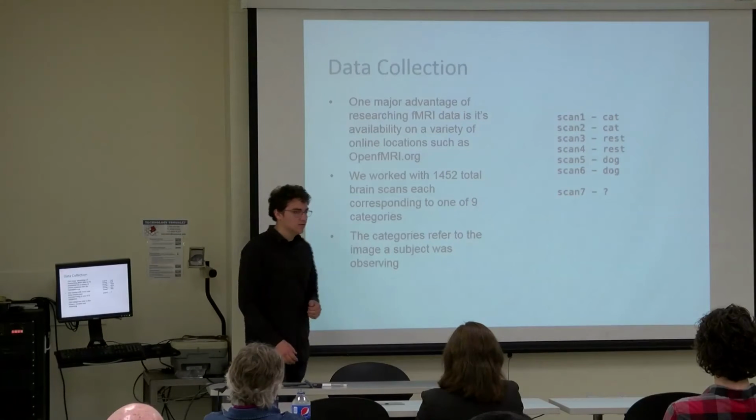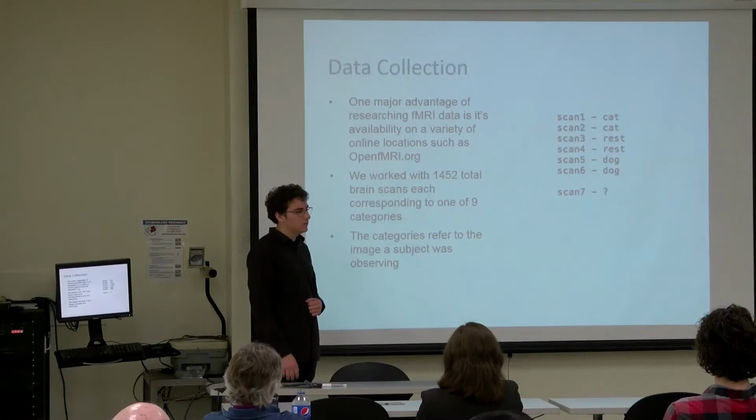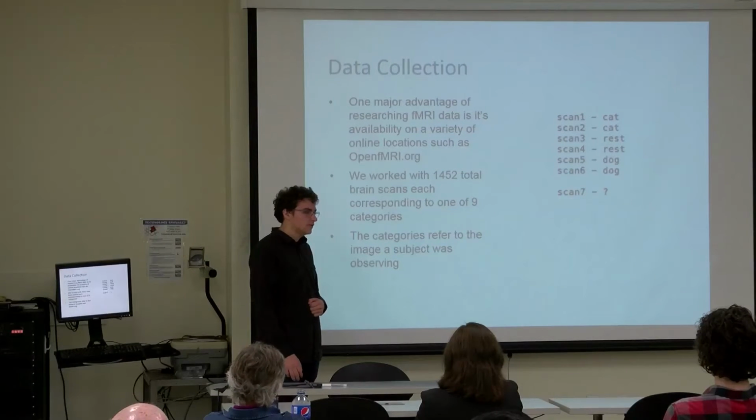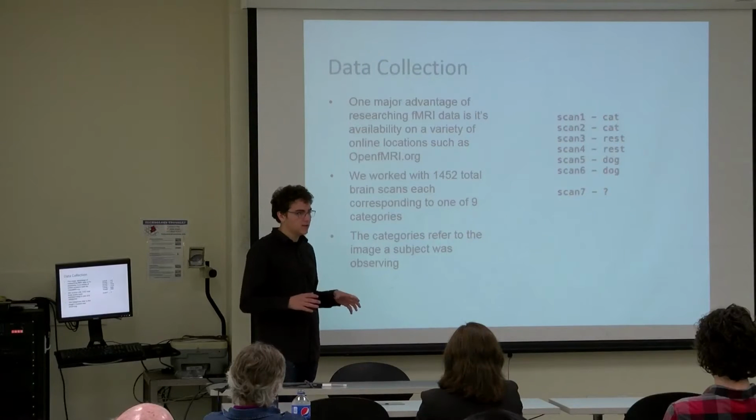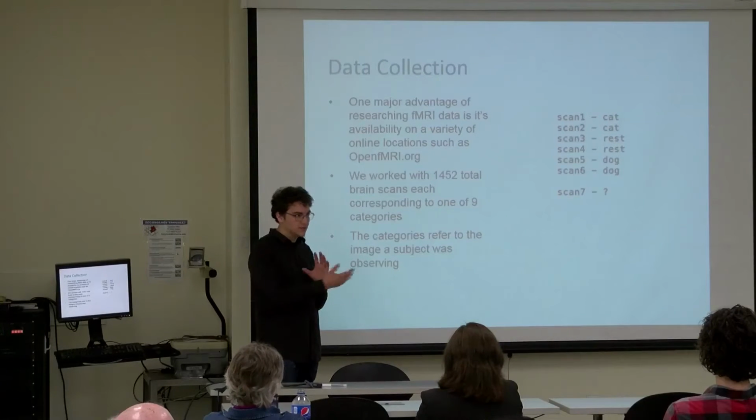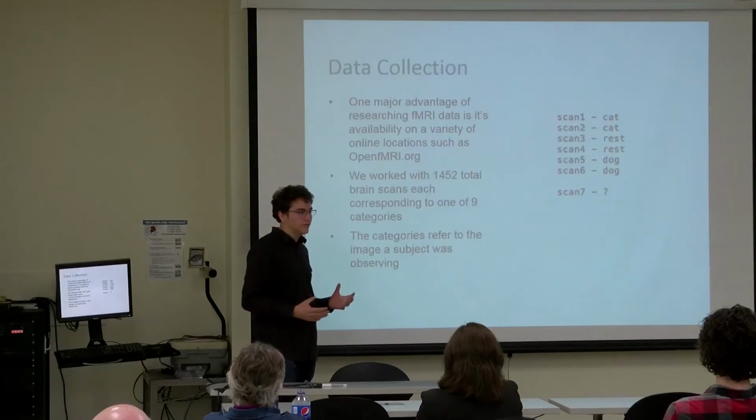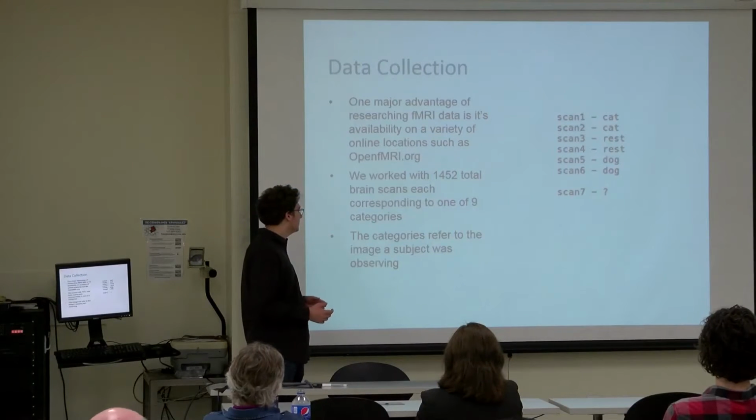One major advantage of working on this type of data is it's widely available online on places like openfmri.org. We worked with a data set that had 1,452 total different brain scans. Each of these brain scans is about 60 by 60 by 42 pixels. So this is a huge amount of data we're starting with.